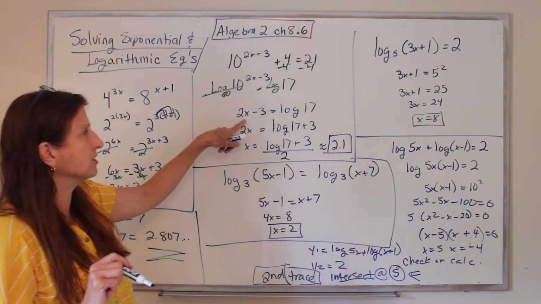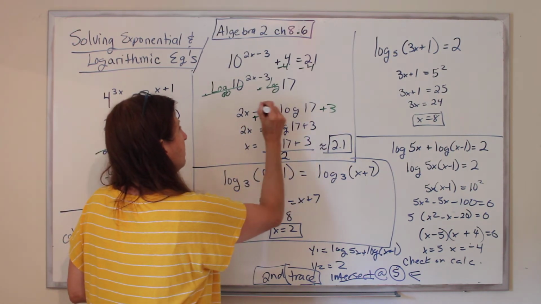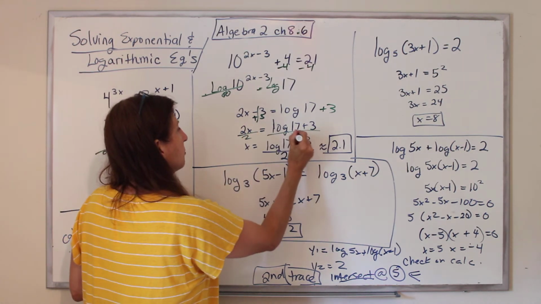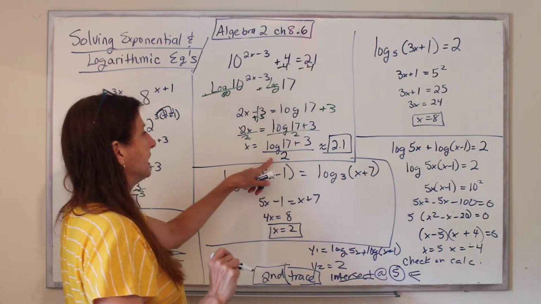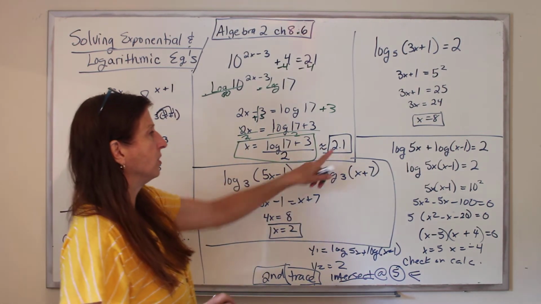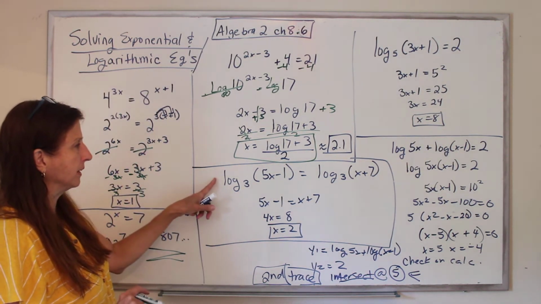And now I can start saying why is x not alone? It's got a minus 3, so I'm going to do plus 3 to both sides. Why is it not alone? It's got a 2, so I'm going to divide by 2 to both sides. So this is the answer in log form, or you can do it on your calculator at this point. Okay? How about that one?